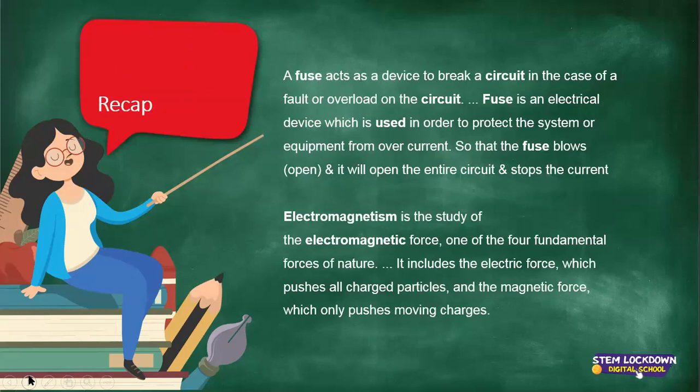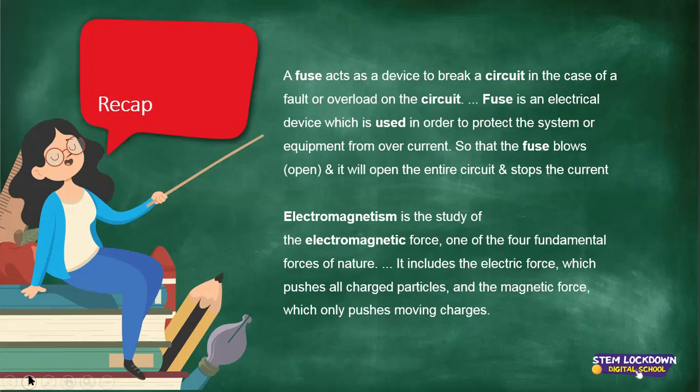Okay, to recap on yesterday's lesson, we learned that a fuse acts as a device to break a circuit in the case of a fault or an overload of the circuit. A fuse is an electrical device used to protect the system or equipment from overcurrent. When the fuse blows open, it opens the entire circuit and stops the current. So basically, fuses are there to protect you. It breaks the circuit when there's an overcurrent and stops the current from flowing.